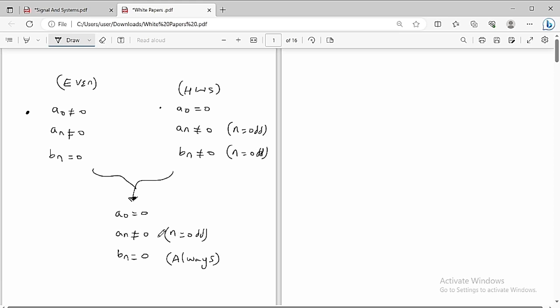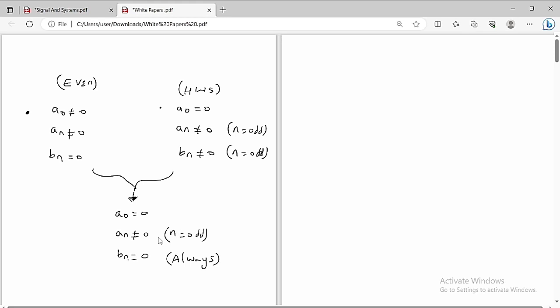Or we can also write it like this, as a second case: an is equal to 0 for n is equal to even. You can write it like this or either like this. So this is what I am trying to tell you. So finally a0 is equal to 0, an is equal to 0 for n is equal to even, or an is not equal to 0 for n is equal to odd, and bn is equal to 0 always.